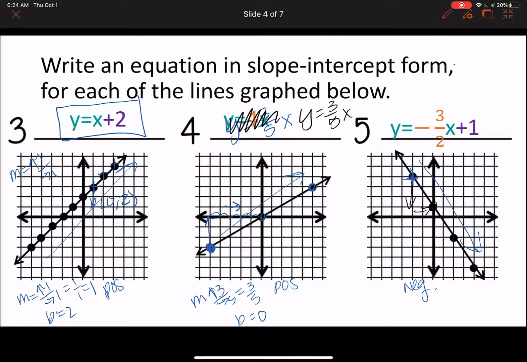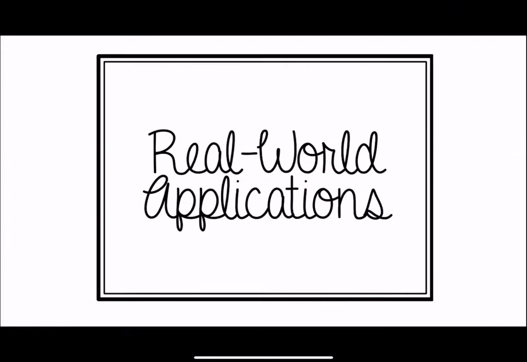All right, so now we're going to use everything we're doing, and we're going to use our real world applications. What I want you to remember is that M is your unit rate. So when you're seeing it in a word problem or a real world application, you might see the word per, like something per whatever. And that's always something that you can use. You can also use the word each.